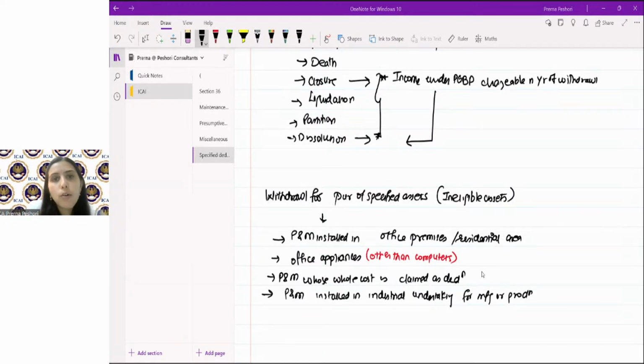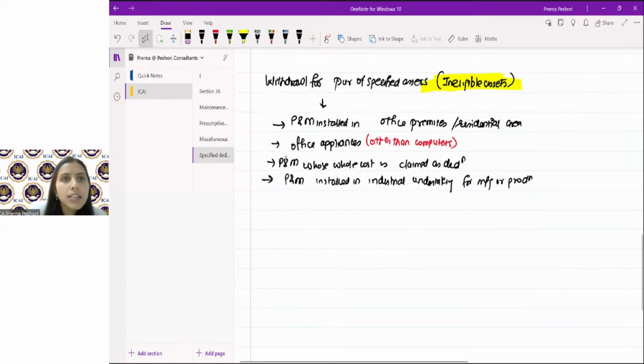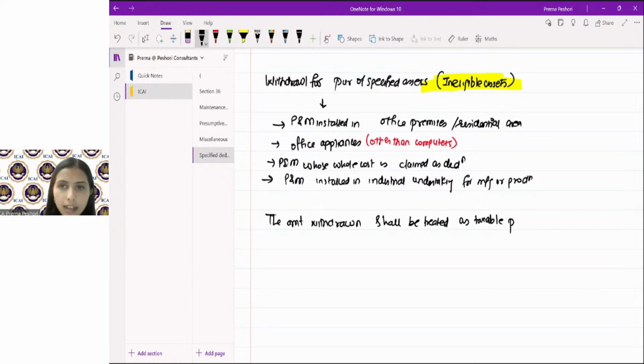Then, if the amount is withdrawn for these ineligible assets, in that particular case, the whole of the amount so utilized will be treated as taxable profits. The amount withdrawn shall be treated as taxable profits and taxed accordingly in that year. Are we clear?